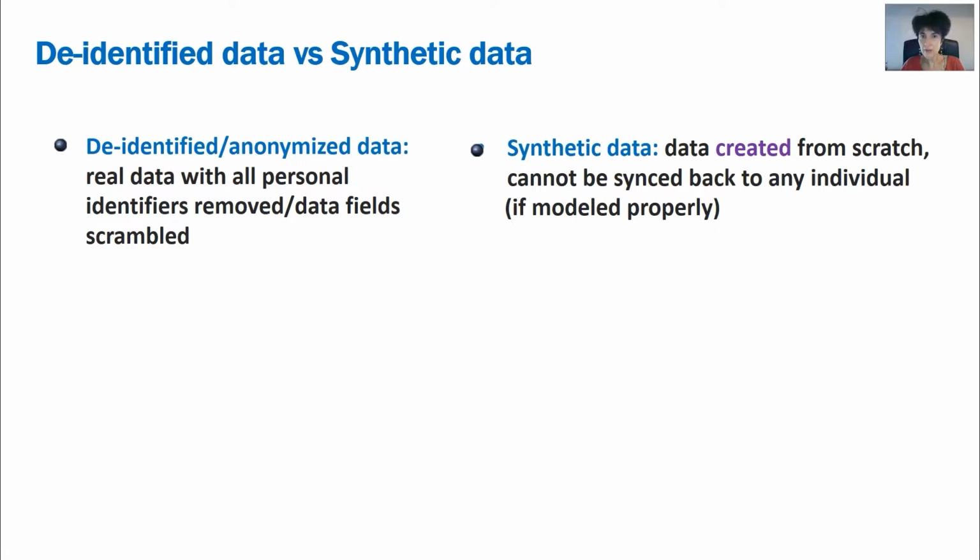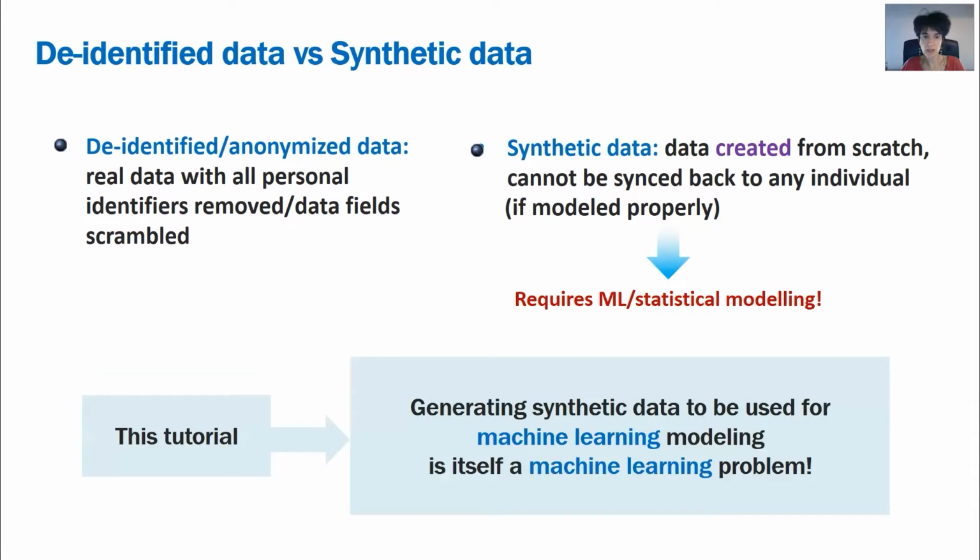As an alternative, we propose to use synthetic data, which is data created from scratch, which cannot be synced back to any individual if modeled properly. And this requires new methods to develop such synthetic data, new machine learning models and statistical models. So in this tutorial, we are going to discuss how we can generate synthetic data to be used for machine learning modeling, which in itself is a machine learning problem.